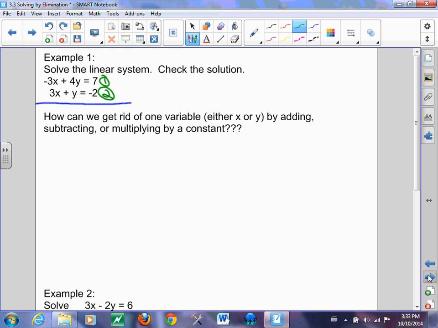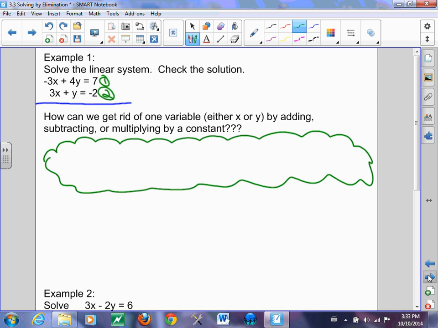Well, in this case, if we look at the x's, we've got negative 3x in one equation and positive 3x in the other. Would you add or subtract to eliminate the x's? You would add, right? So let's make a general rule here, and I'm going to put it in a bubble because it's important to remember: add when signs are opposite.